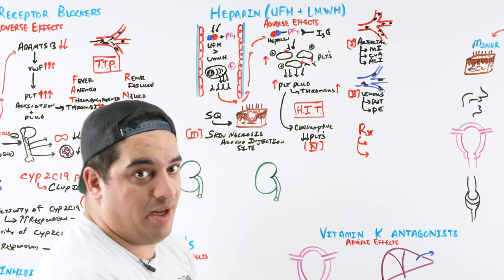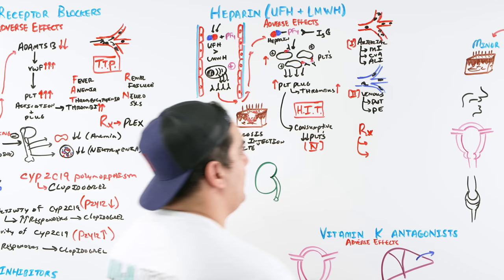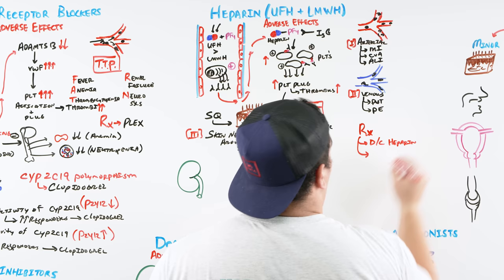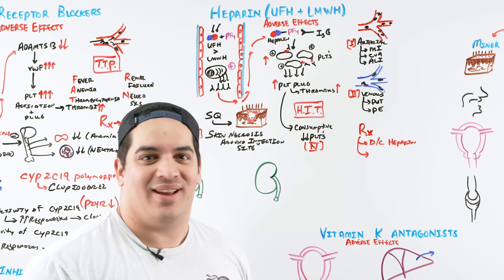If this develops, you discontinue the heparin, okay? So discontinue the heparin, and then switch them over to another molecule. If you still have to anticoagulate the patient, you have to give them something that won't be a heparin molecule or interact with antithrombin 3 and all these kind of problems.